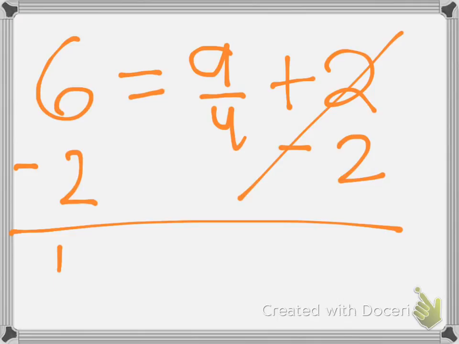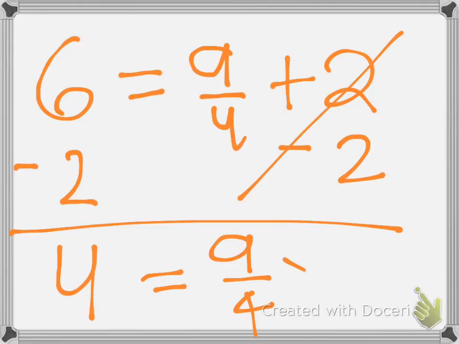We're left with 6 minus 2 is 4 equals a over 4. Now we do times 4 on both sides. 4 times 4 is 16, and 16 equals a, which is a true statement.